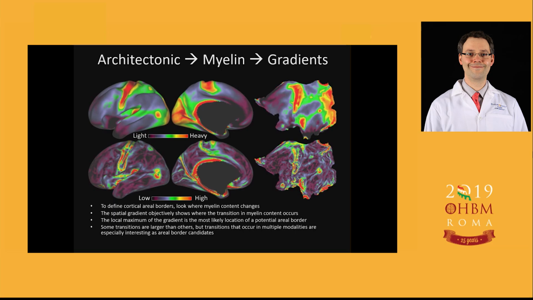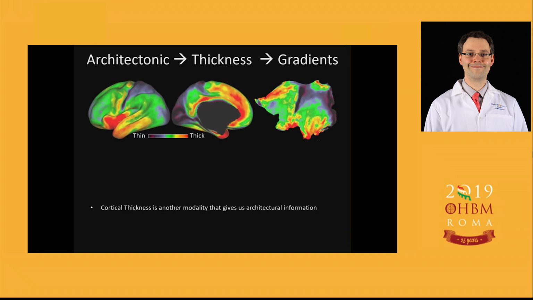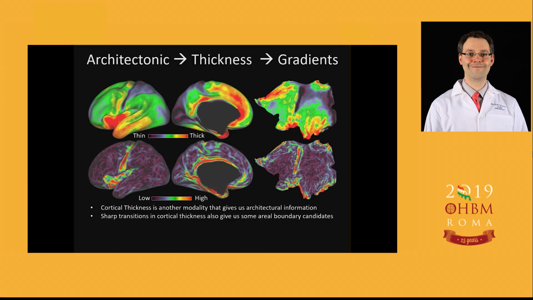And some of these transitions are larger than others, but really what's going to matter is those transitions that agree across modalities. Cortical thickness can also be used in the same way. So here's a cortical thickness map, and I'm going to draw your attention here to the central sulcus, where we have a very distinct boundary between motor cortex, which is on the anterior bank, and somatosensory on the posterior bank, and a really strong gradient here.